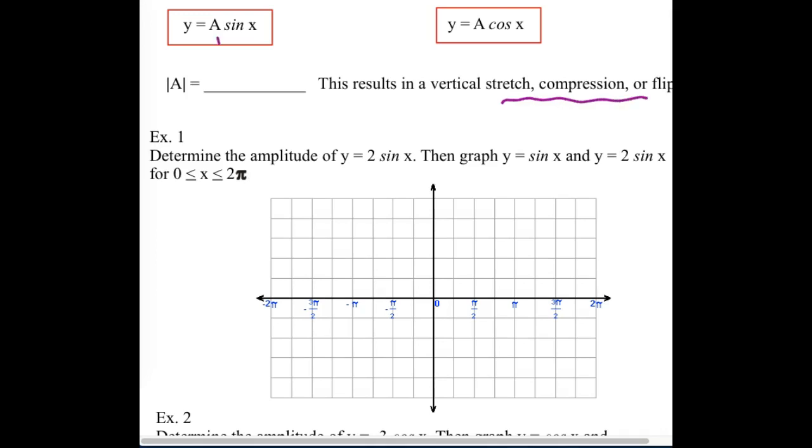So the A value is going to do all of that. It's going to stretch, compress, it's going to flip. When does it flip? If it's negative. Yep. The absolute value of A, that means it's always going to be a positive answer. The absolute value of A is called the amplitude. The amplitude is going to tell me how big the stretch or how small the compression made it. And again, if it's negative, it'll just flip over. So, first example.